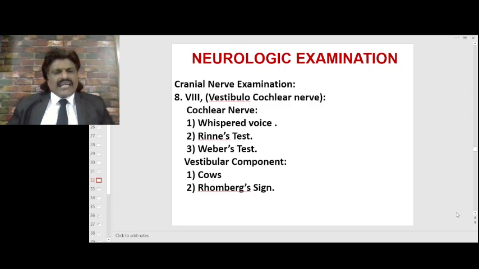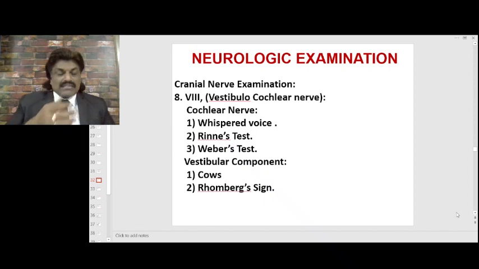Eighth cranial nerve has got two components, vestibular component and cochlear component. Cochlear nerve component is concerned with hearing. So we can make a whispered voice and see whether he is able to hear. Rinne's test: the principle is air conduction is better than bone conduction. Obviously, if a conduction defect is there, the bone conduction becomes better than the air conduction. Then we do Weber's test, where we put the vibrating tuning fork of 512 hertz frequency on the forehead and see whether the person is able to appreciate it.